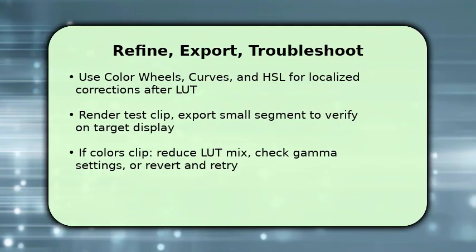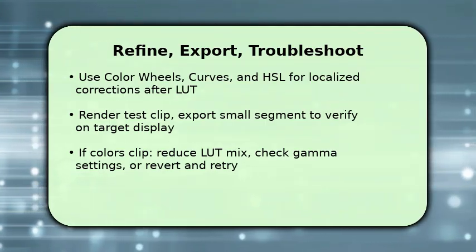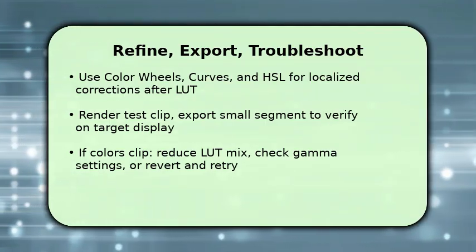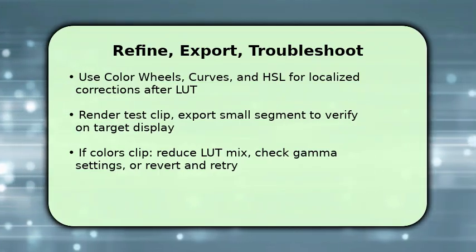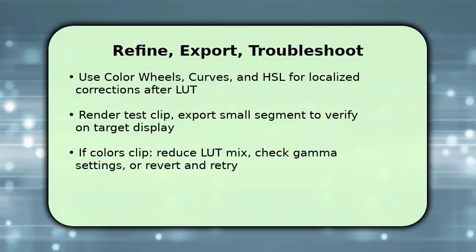If things go wrong, for example clipping or extreme saturation, reduce the LUT intensity, recheck project gamma and color space, or temporarily bypass the LUT and reapply after base corrections.